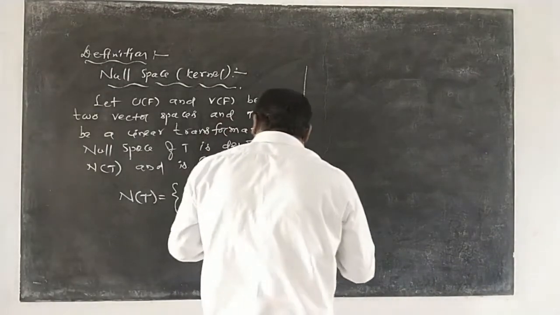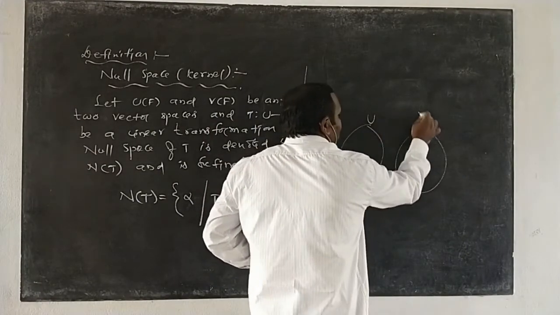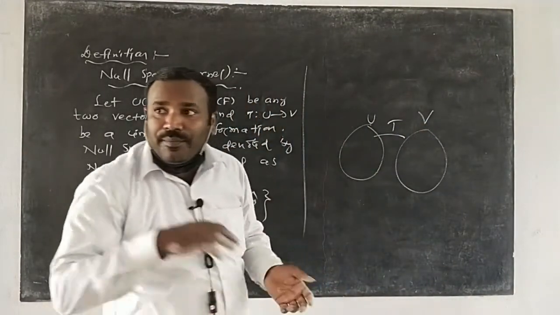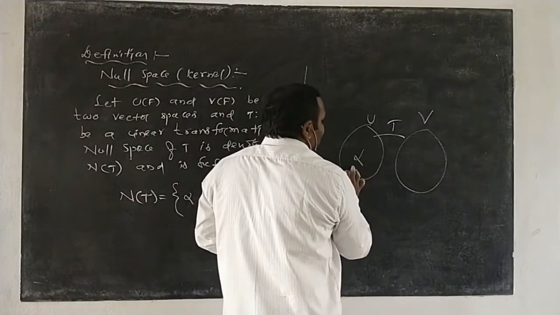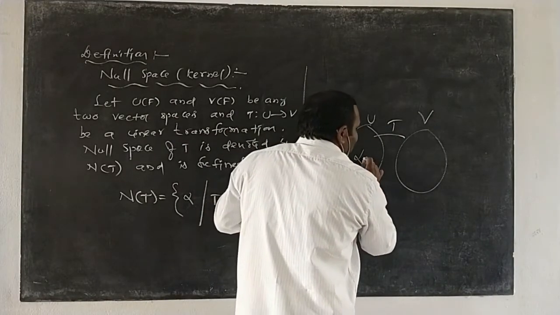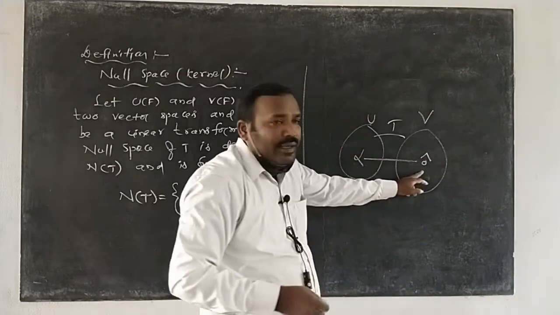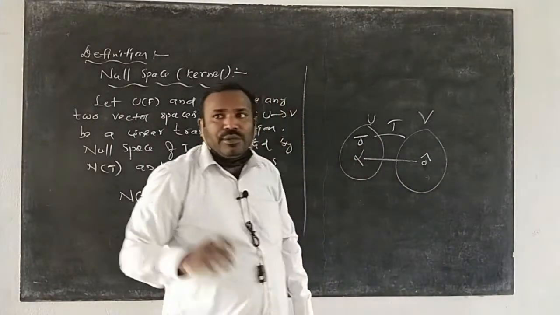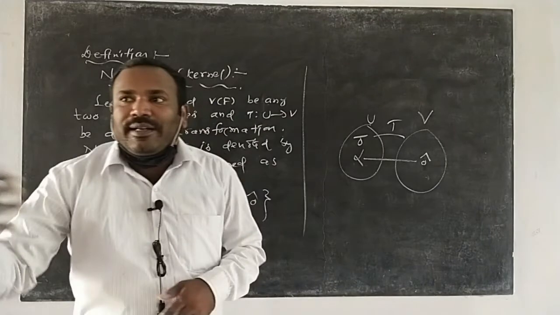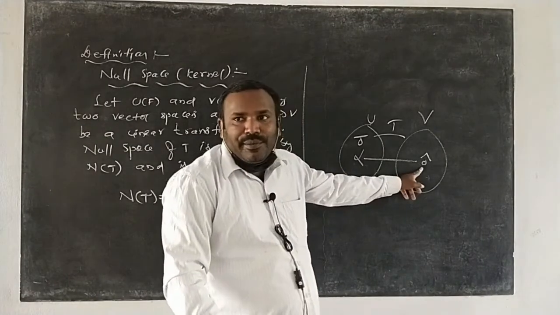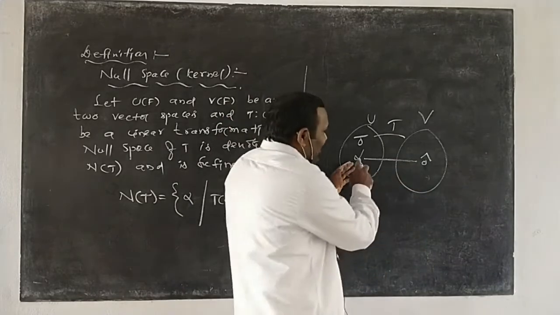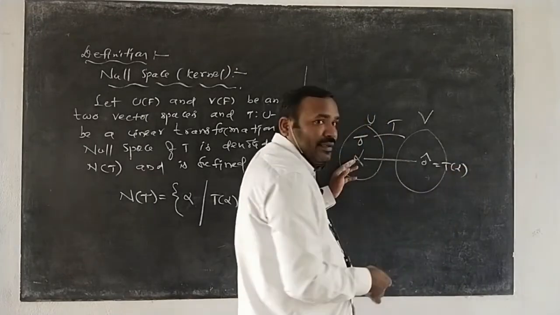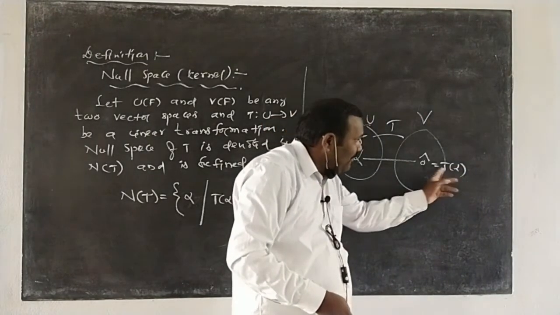So what does T of alpha equal to 0 cap mean? This is U, this is V. U is the domain, V is the codomain. T is a mapping defined from U to V. If this alpha is assigned to 0 cap, the zero vector in V, then the image of alpha is T of alpha, so T of alpha equal to 0 cap.